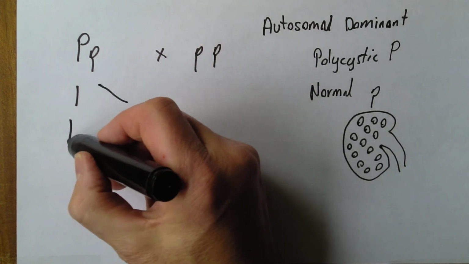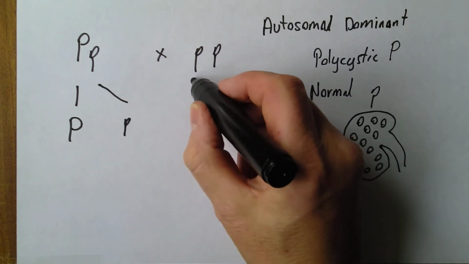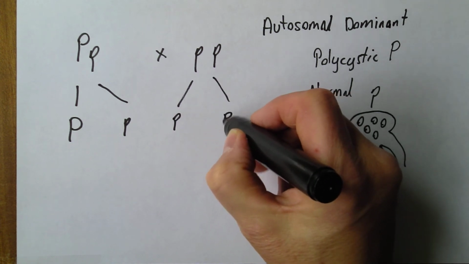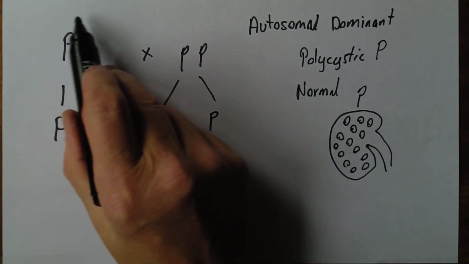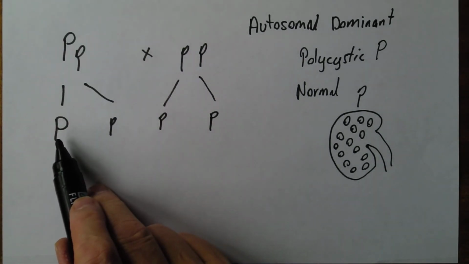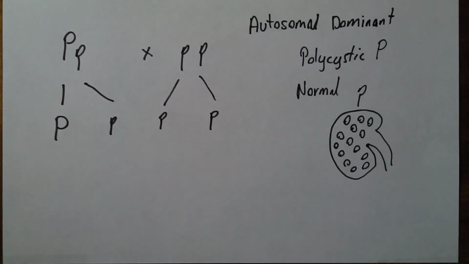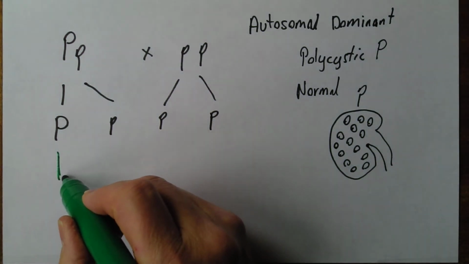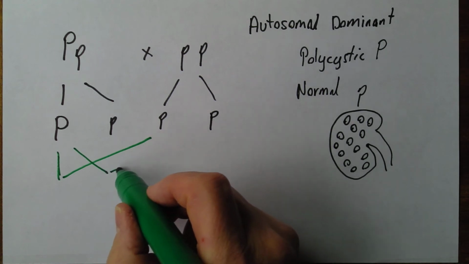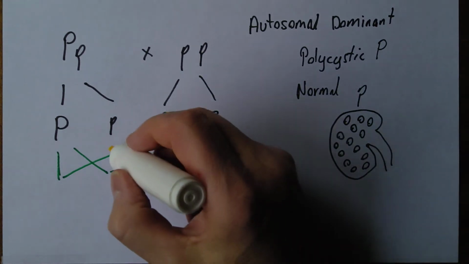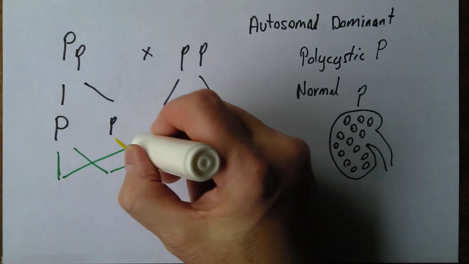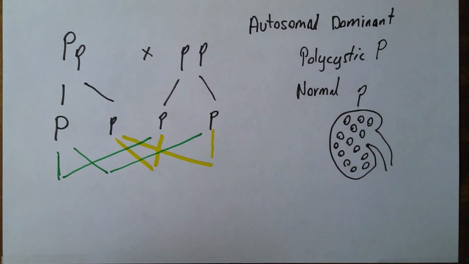Formation of gametes, as we would expect. Large P, small p, small p, small p. So there's a 50% chance that any of the gametes in the affected person will be carrying the disease state. So let's think about the possible recombinations here. That one and that one, or that one and that one are possible. Alternatively, it could have been that one with that one, or that one with that one. They're the possibilities.